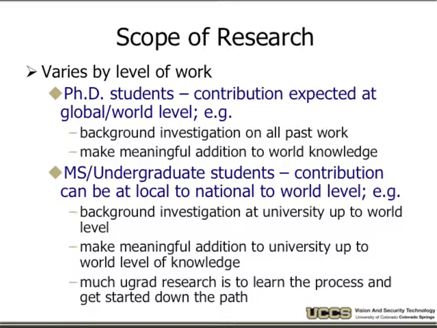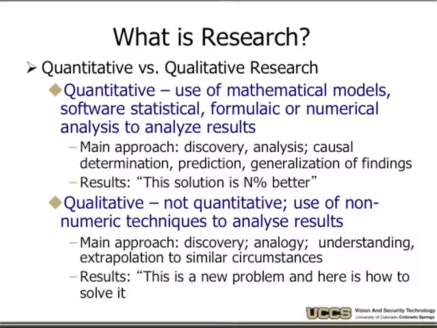So we can look at what kinds of research people can do. We can talk about qualitative versus quantitative research. In quantitative research, we use mathematical models, software, statistical analysis, formulaic or numerical analysis to analyze results. And the main approaches are either discovery, analysis, looking at causality, trying to do predictions, generation of findings, and the results are often of the quantitative form. This solution is n% better using some metric. Lots of computer science research, in fact I would say the majority of computer science research tends to be quantitative and is an advancement where something is better than a previous solution in some dimension that is important for what the problem is.